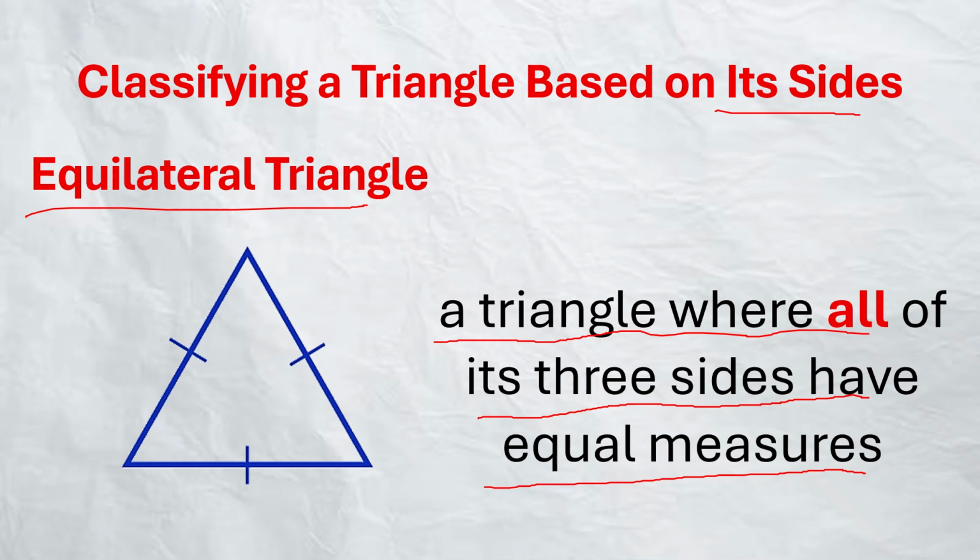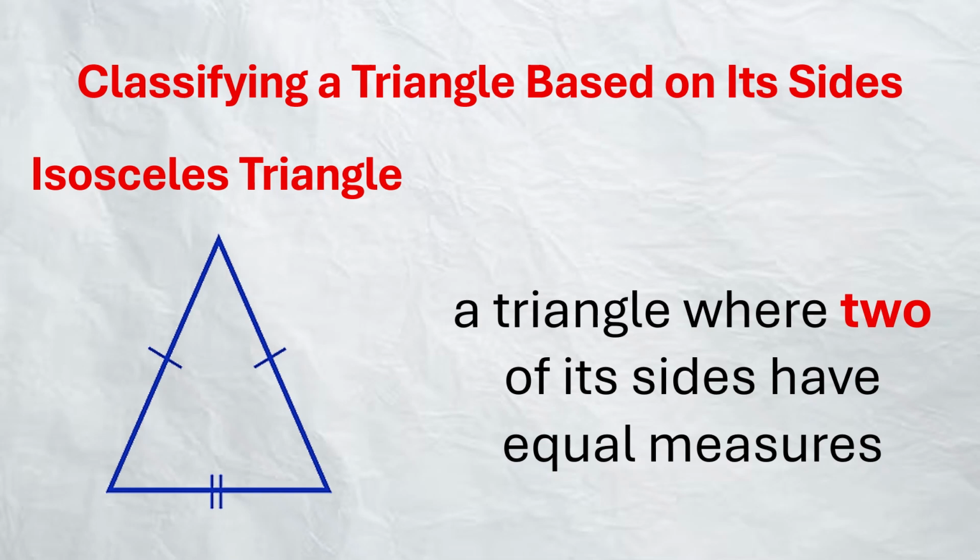This figure here that you see is an example of an equilateral triangle. So the tick marks indicate that the sides have equal measures. Note that equilateral triangles are also equiangular. This means that the measures of their angles are also the same. Next is an isosceles triangle.